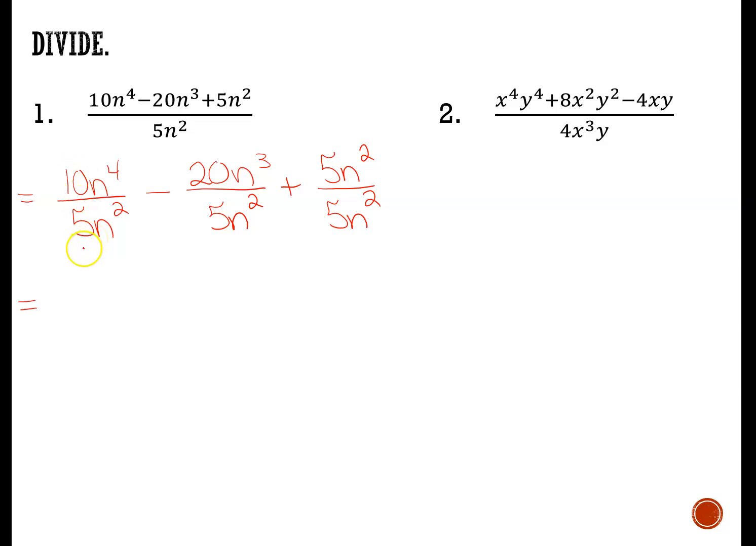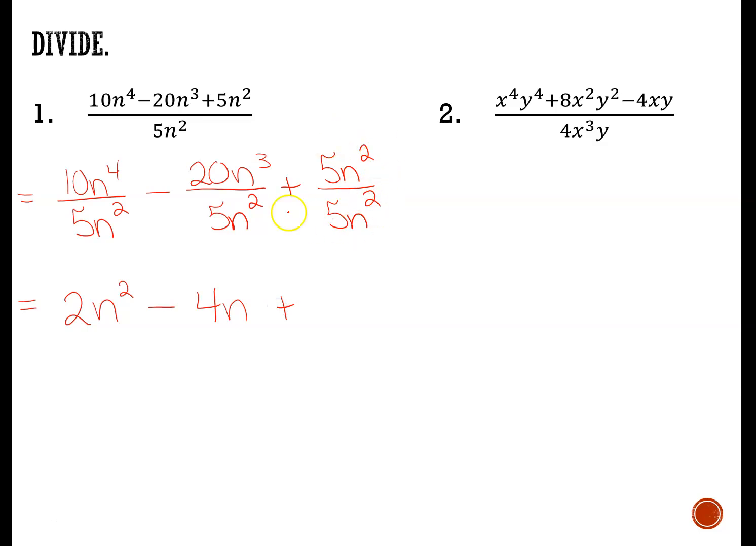So you start with the numbers, and we can do 10 divided by 5, which is 2. I want you to go and write it as 2 rather than 2 over 1. And then we do our variables. And the exponent rule says when you're dividing, you subtract the exponents. You keep the same base and subtract top minus bottom. So it's 4 minus 2 and makes that n squared. Then you need your minus sign. 20 divided by 5 is 4. And again, here you keep the n and do 3 minus 2. 3 minus 2 is 1. Since it's a 1, we don't have to write it.